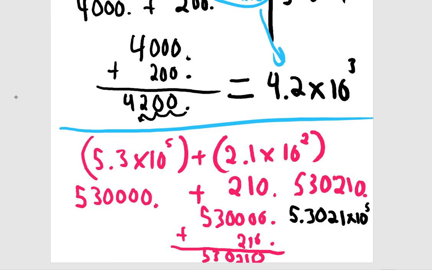When you have positive numbers, you're always going to get the larger exponent, or at least you should. Most of the time you will.